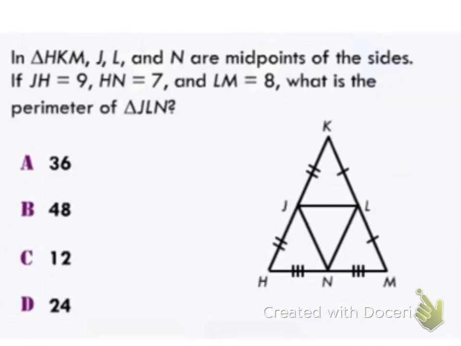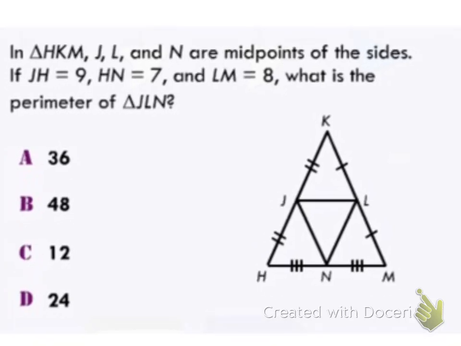Alright, question 2 is another 5-1 midsegment theorem question. So this says in triangle HKM, that's the bigger triangle on the outside, J, L, and N are midpoints. Okay, so J, L, and N are midpoints.